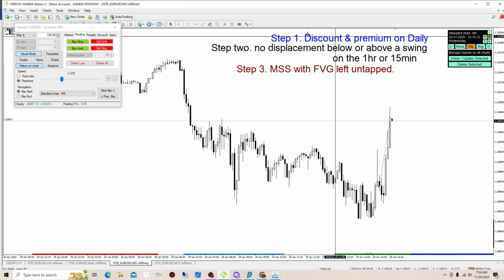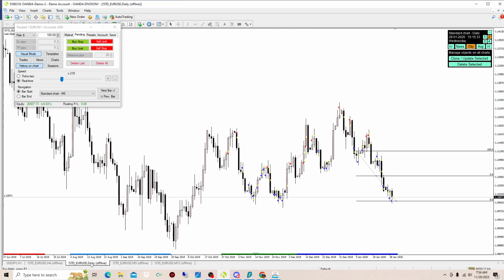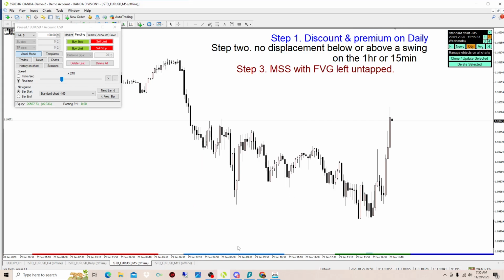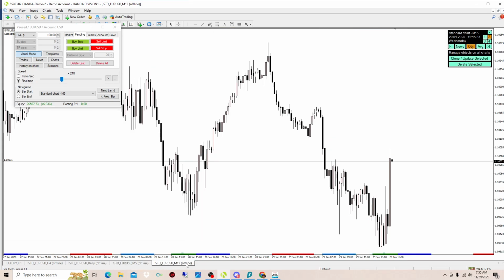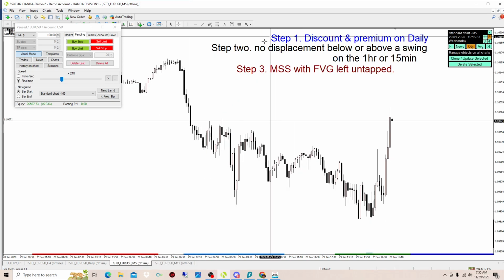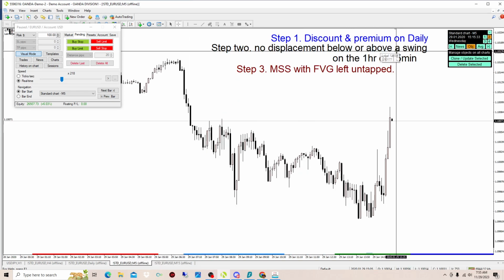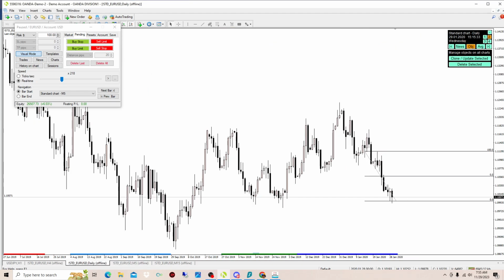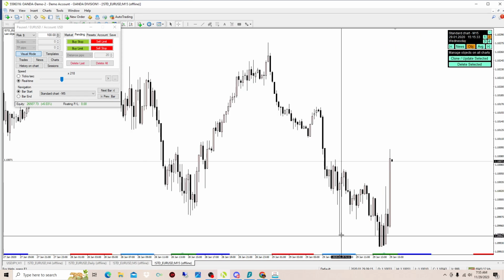Alright guys, so I'm going to quickly show you guys what I mean here. When we go back to the daily, here we can see that price is in that daily range from high to low. So basically the impulse moves. This premium is bearish, and you're bullish in discount. Now we come back, and then on the 15-minute, you'd want to see a sweep. So right here, no displacement below or above a swing on the 1 hour or 15-minute. So since we're bullish here, we'll be looking for a swing to the upside.